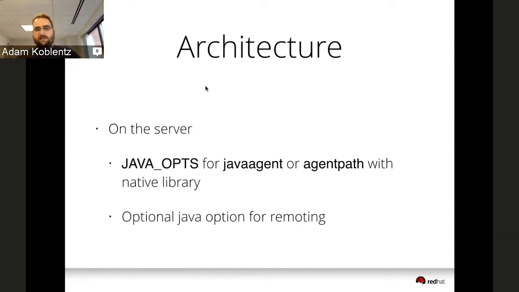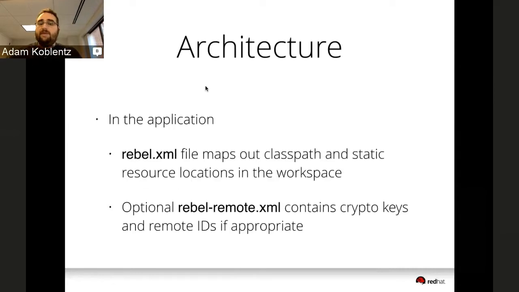So the architecture, so that it's clear how everything actually fits together, because right now this is, I'm sure, kind of generalized. The JVM has Java options, and you get either the Java agent or the agent path with a native library. If you're using the remote function, then you'd have to add a separate Java option as well to actually enable remoting. In the application, there are two pieces, and both of them are generated for you by the IDE plugins. There's the rebel.xml, which maps out the class path and static resources, and the optional rebel-remote.xml, which contains your crypto keys and remote IDs if appropriate, to enable the plugin to correctly do the remoting to the cloud or to the remote VM.